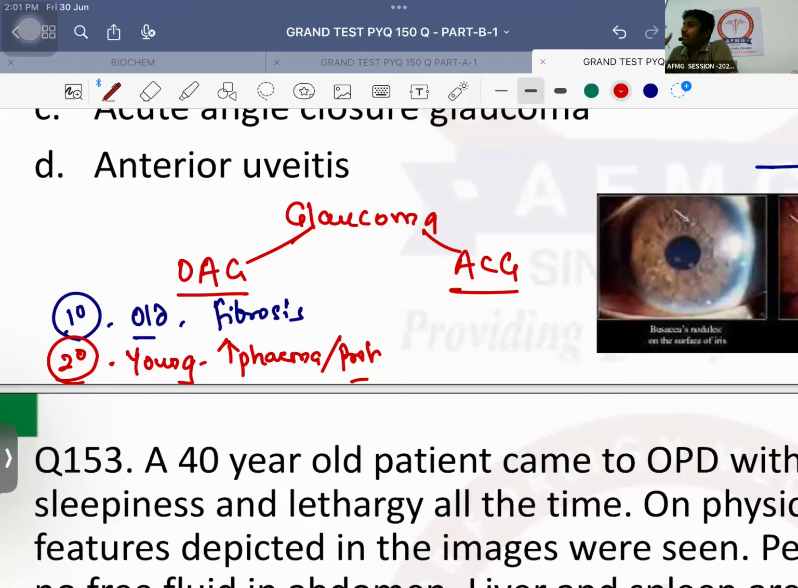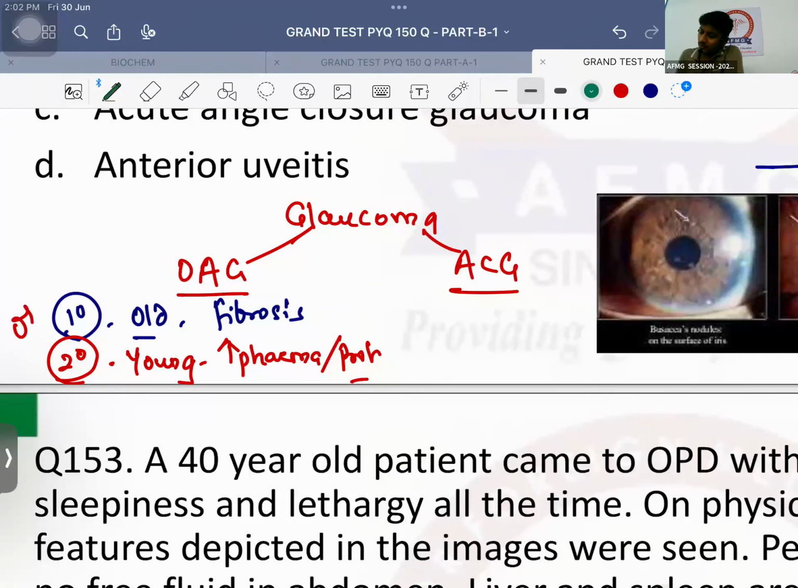Morgagnian cataract. What happens in Morgagnian cataract? There is liquefaction of the lens. And when the lens liquefies, what happens? The proteins of the lens will come out, and these proteins will block the trabecular meshwork, due to which the aqueous humor is not able to drain. That can also lead to an open angle. No issues with this, and this is more common in males.